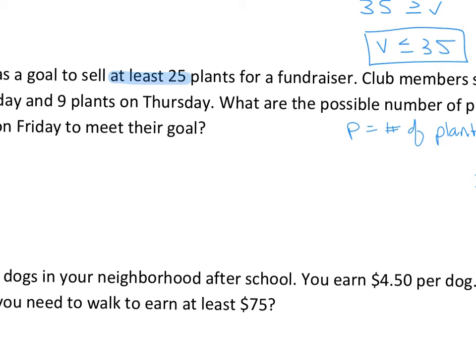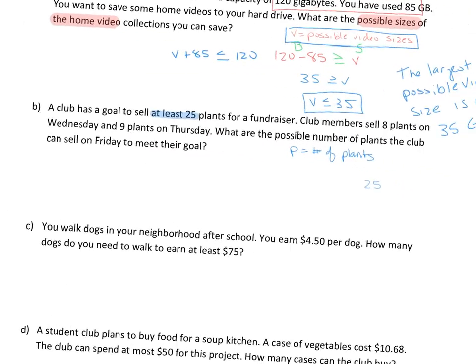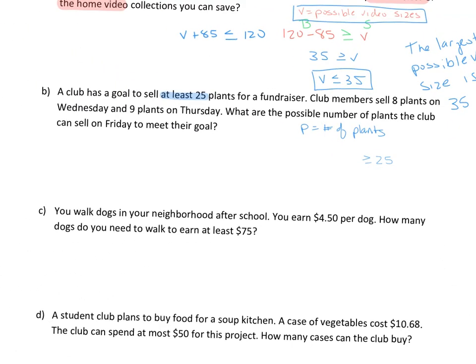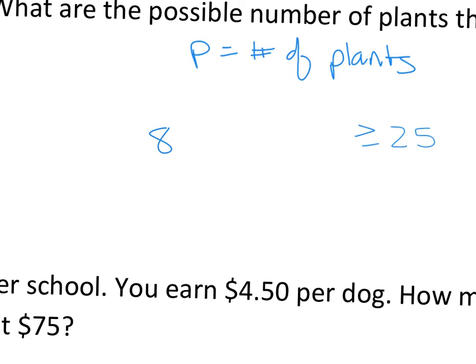The more you sell, the more money you make. All right, so 25 is going to be my smallest amount. So my alligator is going to go the other direction there, okay? Because I want more than 25. Now, I'm okay if I equal it, though. And so far, we've sold 8 and 9. So we've got 8 and 9 already sold, and we want to find out how many more we need to sell.